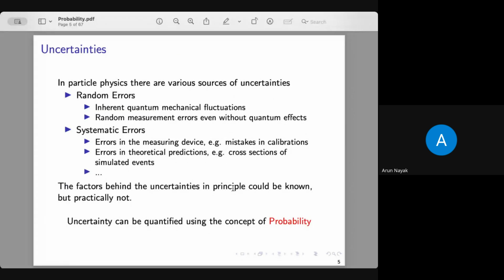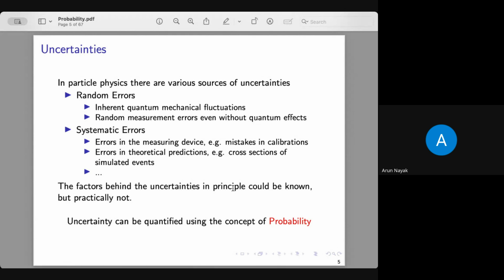So how many types of uncertainties do we usually encounter? We have basically two sources of uncertainties. One is random errors, which are basically inherent quantum fluctuations, or some random measurement errors without even quantum effects. And then there are systematic errors, which are related to the measuring device. Like there are some mistakes in calibrations or offsets, or errors in theoretical predictions. For example, you calculate your cross sections, you leave out higher order terms, so you have uncertainties in the theoretical predictions and so on. So those are related to the systematic errors.